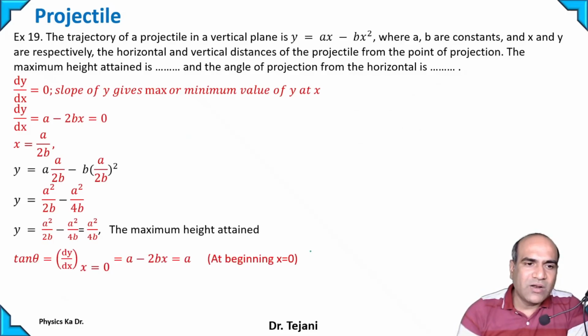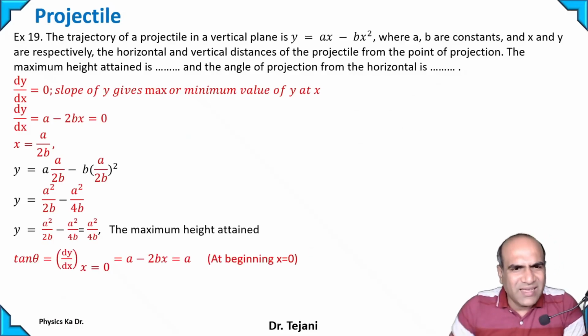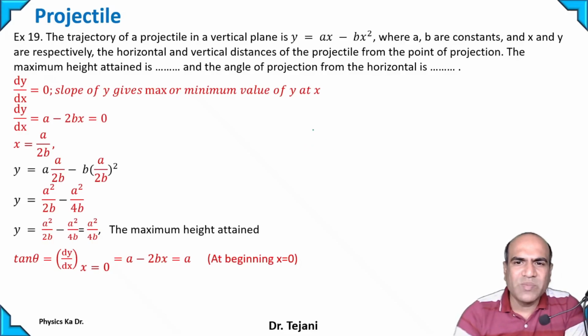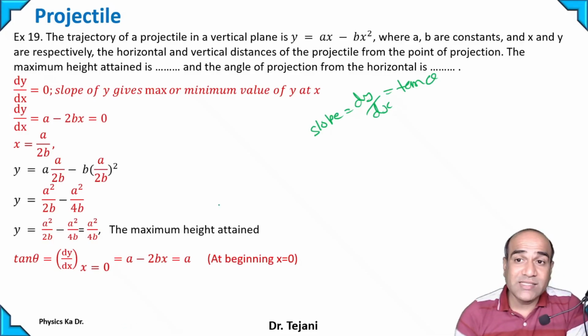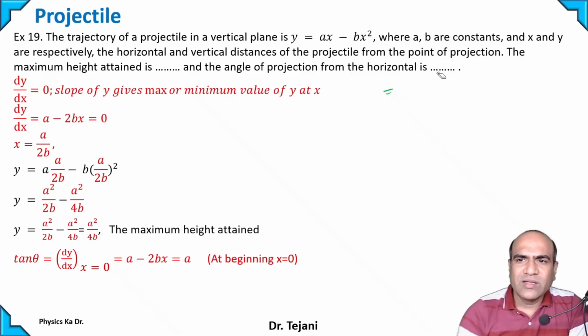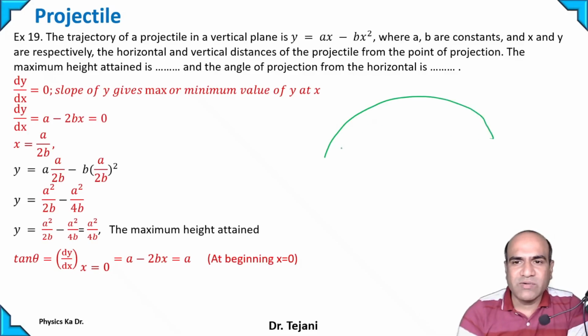Then we need the angle with the horizontal. We know that the slope dy by dx is equal to tan theta at x is equal to 0. See, the position is like that. Why x is equal to 0? The whole equation of this entire motion is given, and here x is equal to 0.